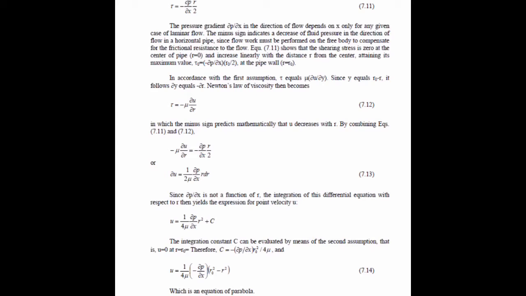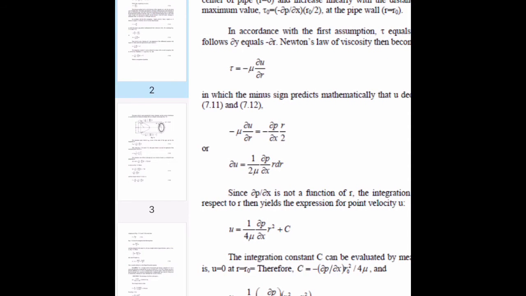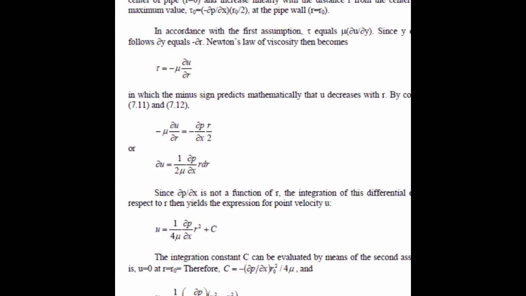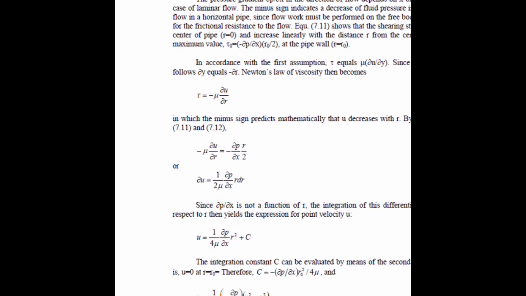The pressure gradient del p by del x in the direction of flow depends on the x direction only for any given case of laminar flow. The minus sign indicates a decrease of fluid pressure in the direction of flow in a horizontal pipe.